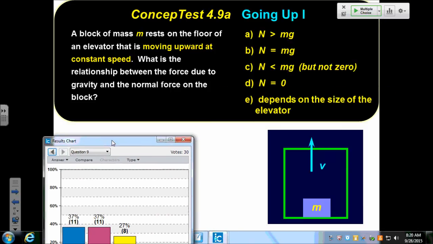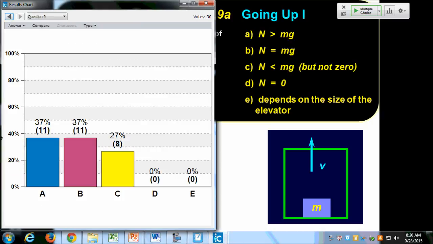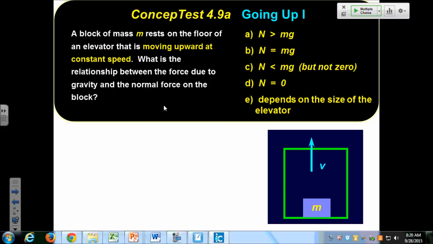All right. So if it's moving up at a constant speed, that means the acceleration is 0. B is the right answer. If I have an acceleration that's 0, I know that these forces are going to be equal. I have these two forces acting on it, the normal force and the weight.